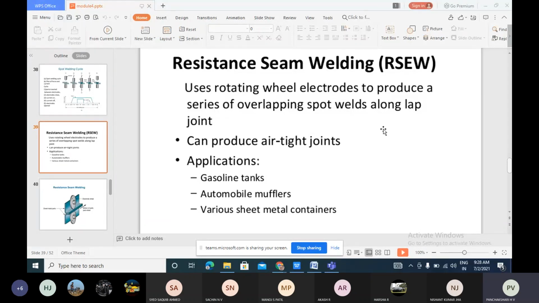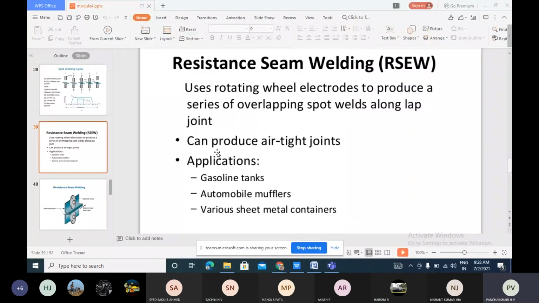In the case of spot welding, we have seen that the welding is carried out at known spots, only some spots. Only some spots are welded, not all places. But in the case of seam welding, welding is a continuous process. From one end to the other end, the welding is carried out continuously, completely. That is called resistance seam welding. So now let us see this.